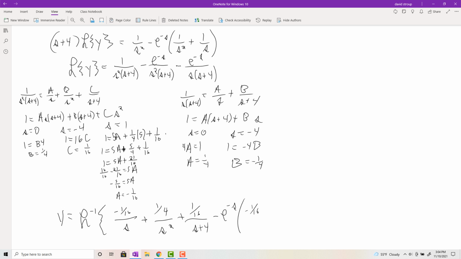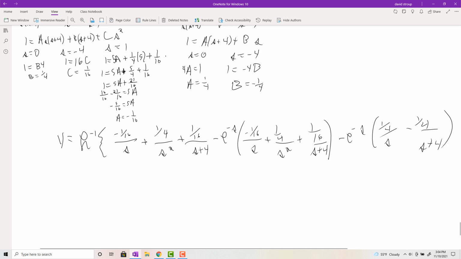Negative 1/16 all over s plus 1/4 all over s squared plus 1/16 all over s plus 4. Then minus e to the negative s times 1/4 all over s minus 1/4 all over s plus 4. And then you've got to do the inverse Laplace on all that jazz.